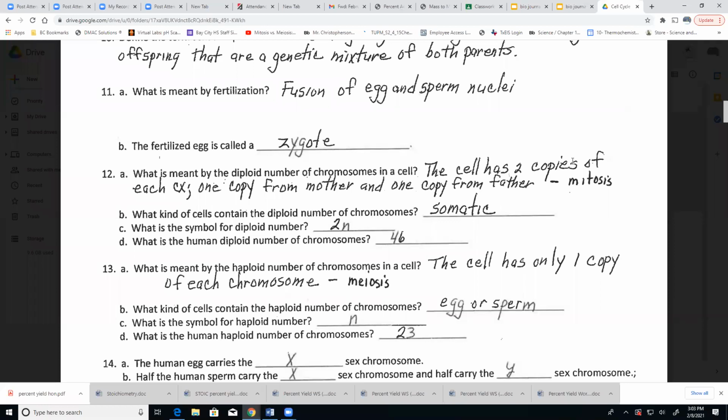I had mentioned haploid earlier. Think of hap like half. So it has half the number of chromosomes. So you would only find that in the egg or sperm. So instead of 2N, that would just be N. So for humans, the diploid is 46. The haploid is 23.